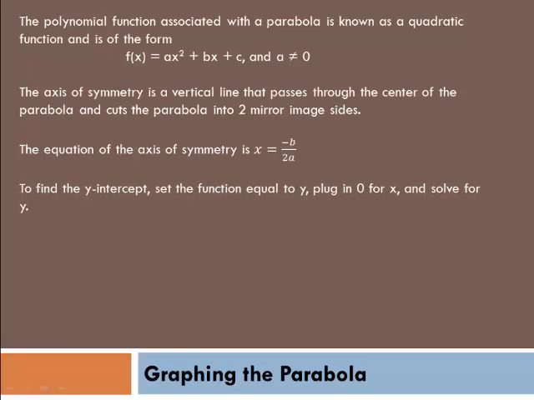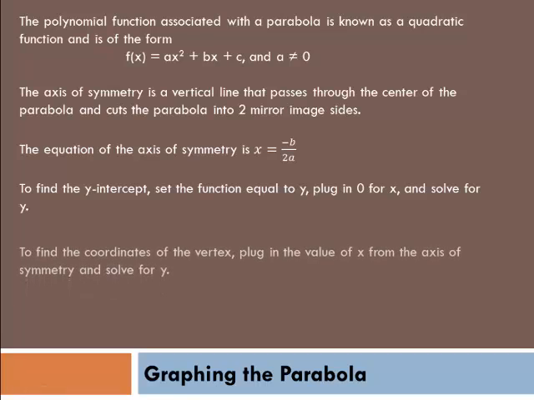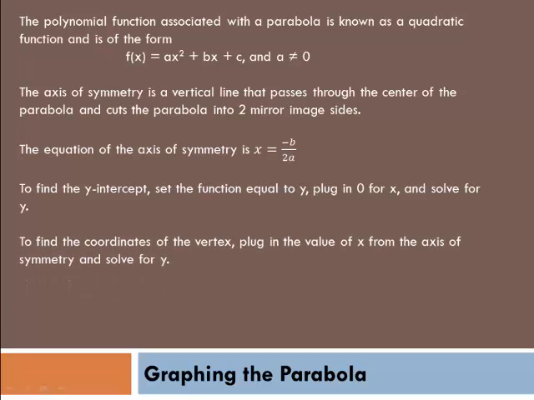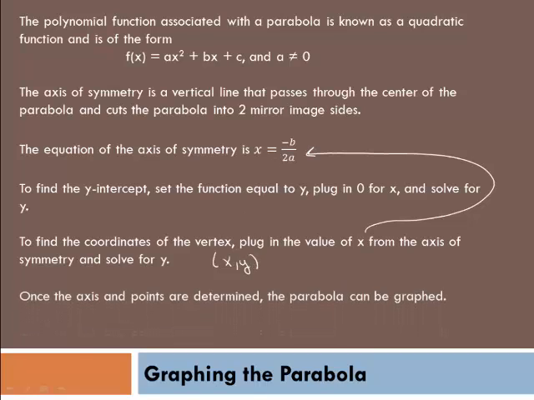This gives us that vertical line. And then we find the y-intercept by setting the function equal to y. We plug in 0 for x and then we solve it. And then we can find the coordinates of the vertex by plugging in the value of x from the axis of symmetry that we found up here and solving for y. And that will give us the coordinate x, y. This x and this x will match. Once the axis and points are determined, the parabola can be graphed.